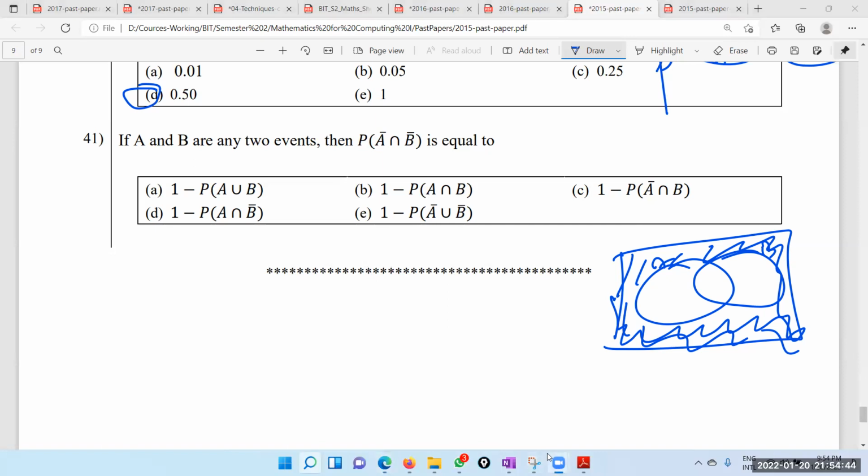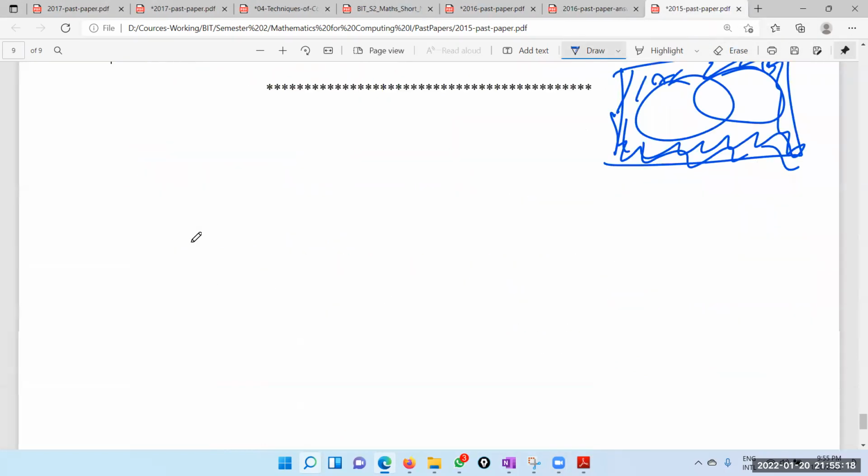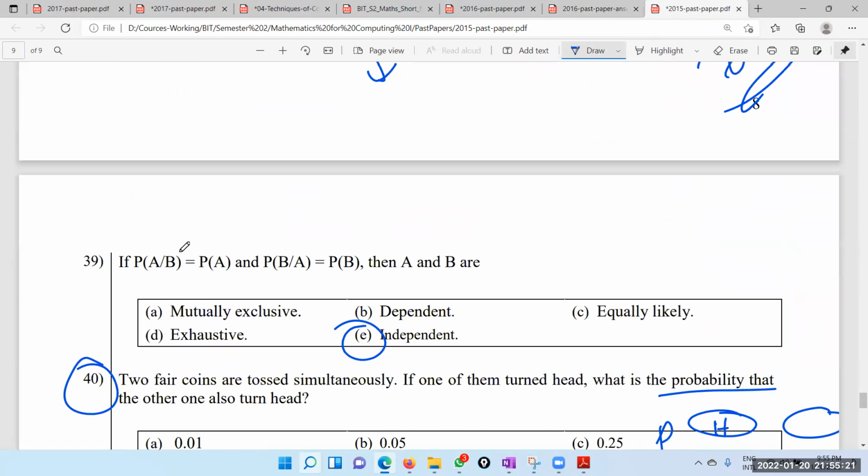41. A ට හෝ B ට අයිති නොවෙන්න ඕන. That is the probability of A union B, and this is not belonging to that. That is 1 minus P(A union B), which equals P(A bar intersection B bar). Answer is A, 41A. Right. So we did some probability questions as well.